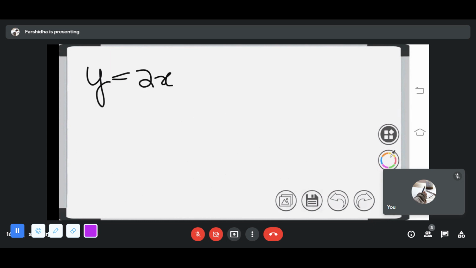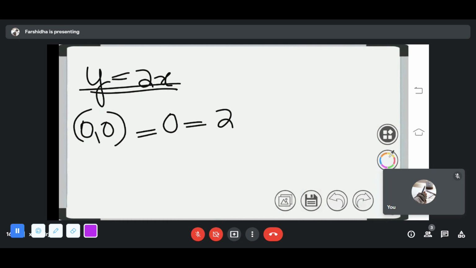The first point is 0, 0. I'm putting y is equal to 0 in this equation. 0 is equal to 2 into 0. Is it becoming 0? 2 into 0 is 0. So 0 is equal to 0. This satisfies.